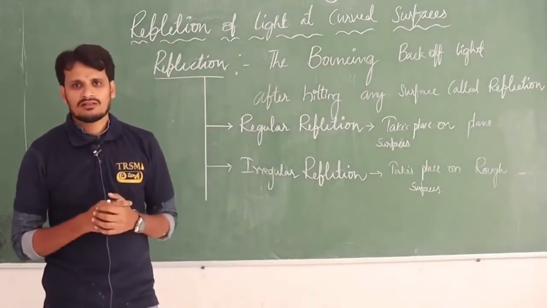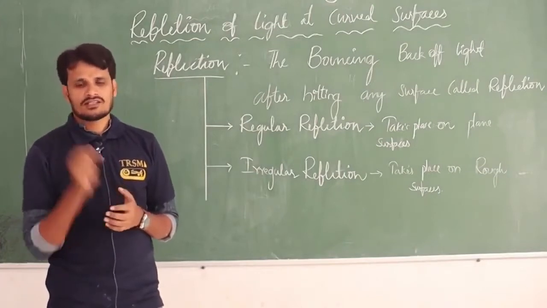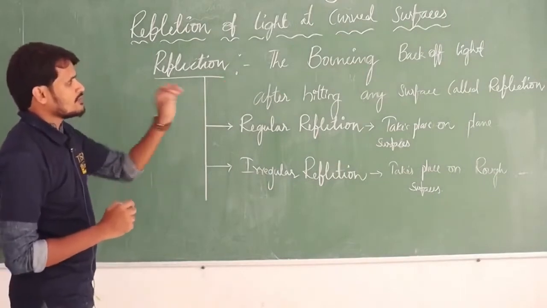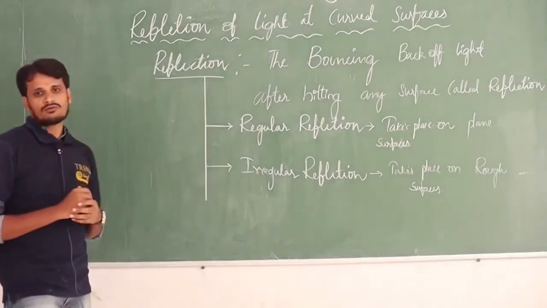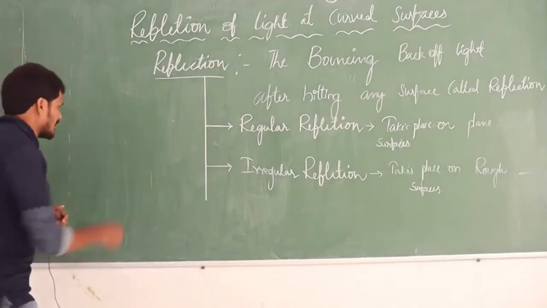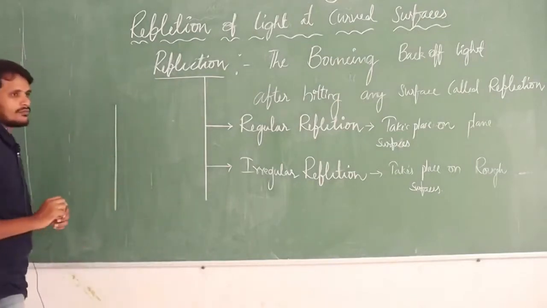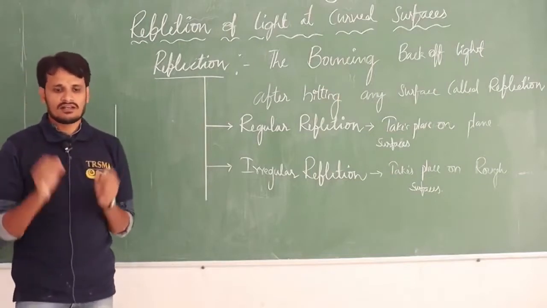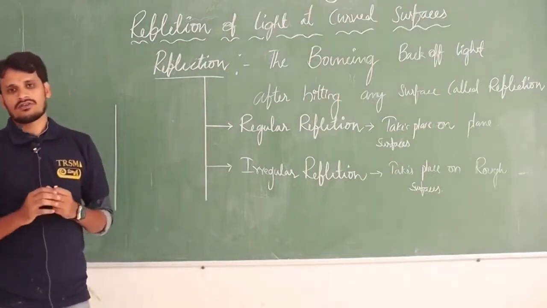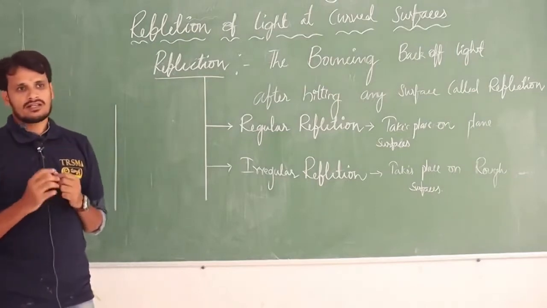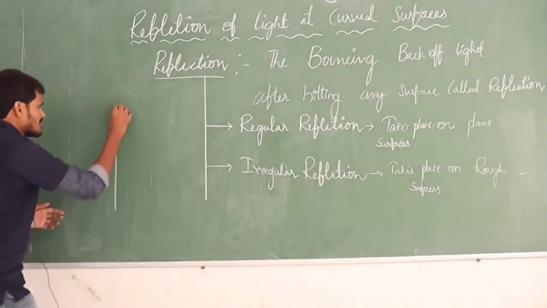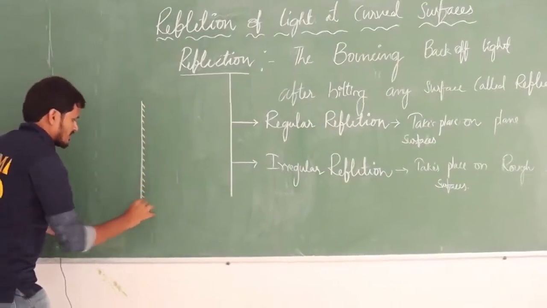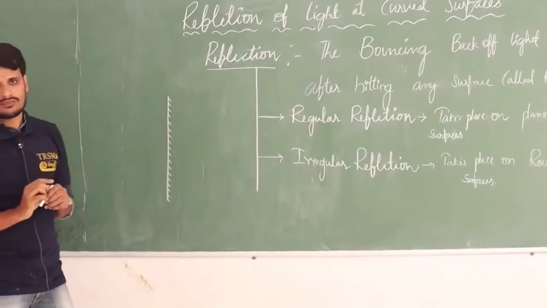Let me explain. The first thing is what is reflection. The definition says the bouncing back of light after hitting any surface is called reflection. Let's consider one surface here. Any surface acts as a reflecting surface. You can consider anything, but now I am considering one plane surface. You already know very well about this plane surface. Consider one plane mirror here.